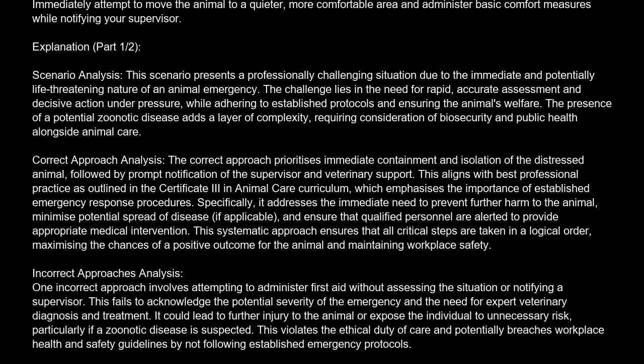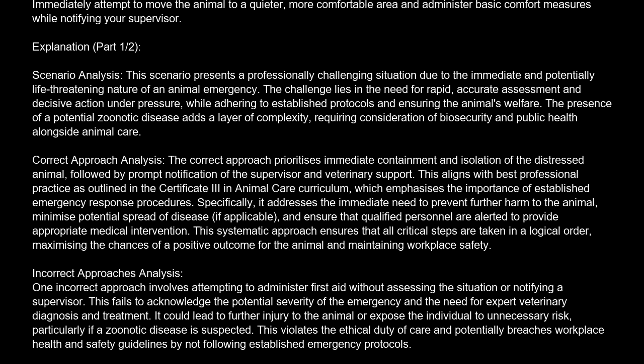The correct answer is D. Immediately attempt to move the animal to a quieter, more comfortable area and administer basic comfort measures while notifying your supervisor. Explanation. Scenario analysis. This scenario presents a professionally challenging situation due to the immediate and potentially life-threatening nature of an animal emergency.